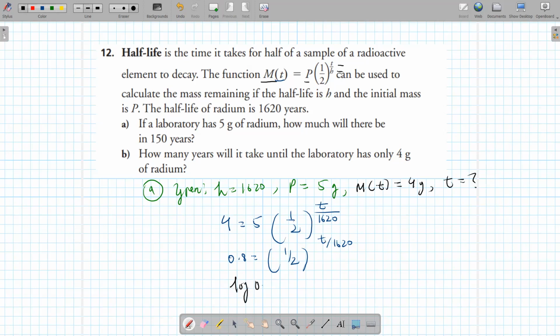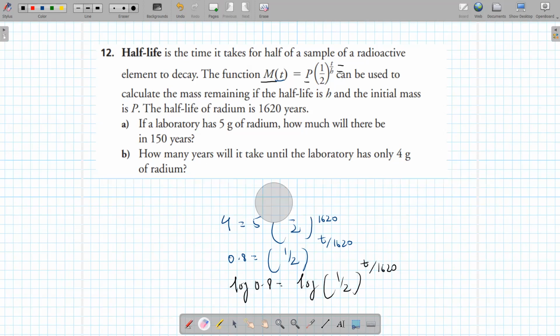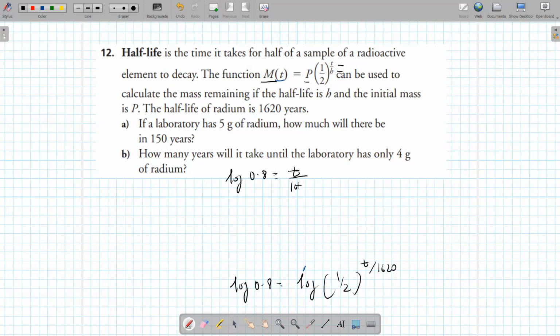So you'll get log of 0.8 on the left and log of 1/2 to the power of t over 1620 on the right. Now what? You bring the exponent down. Right, so you'll get log of 0.8 equals t over 1620 times log of 1/2. Now what?